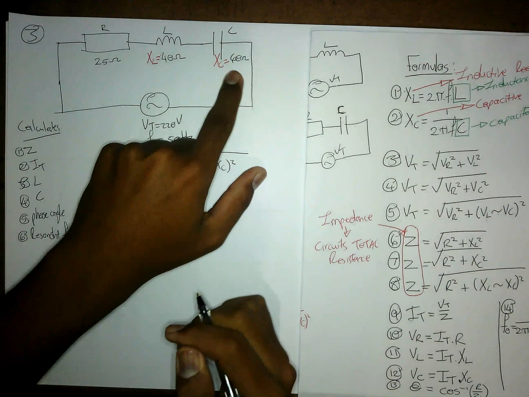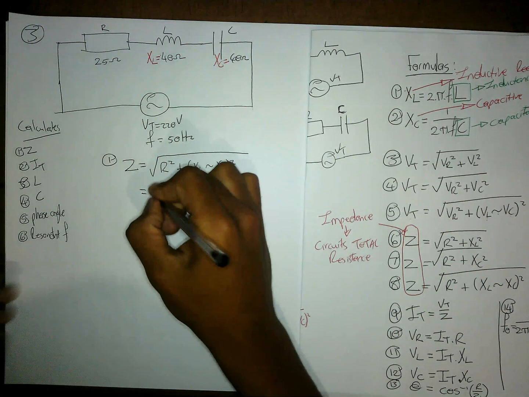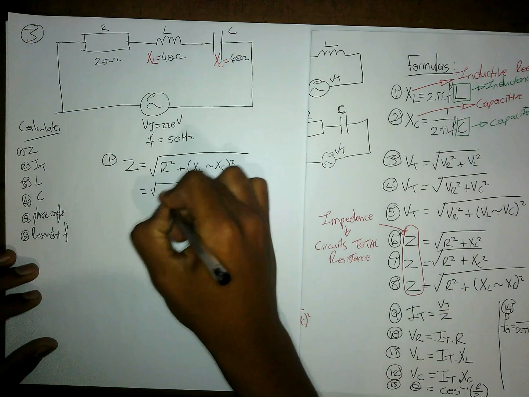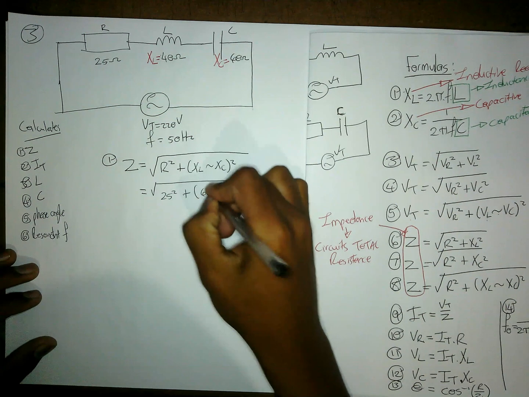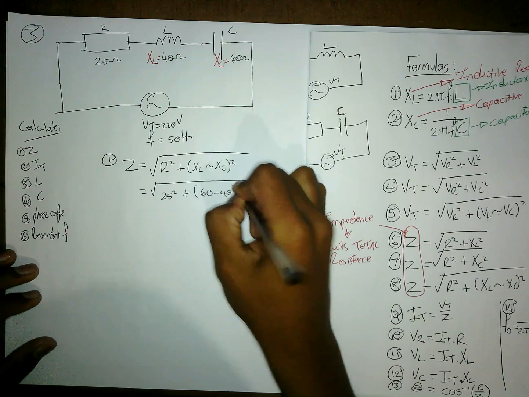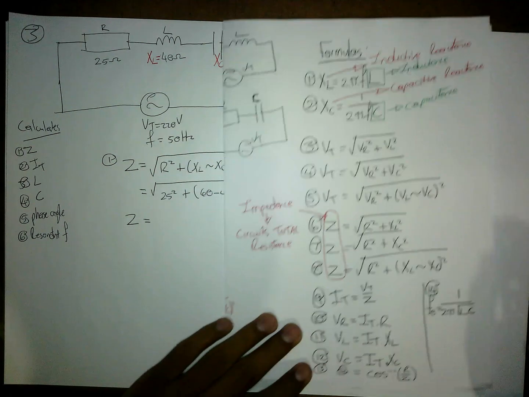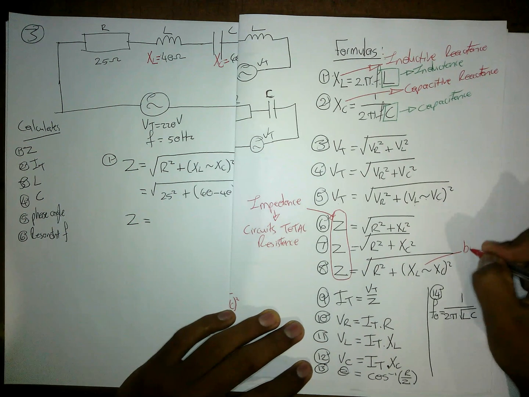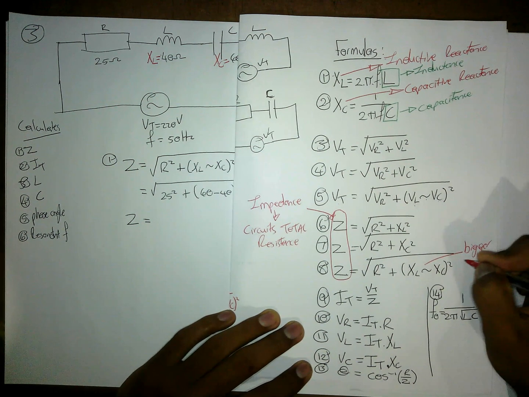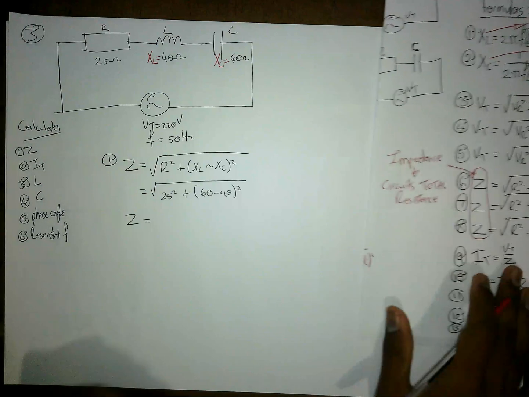So I must see now the bigger one, I put first. XC is my bigger one, so I put it first. My XC is bigger, so I'm going to say 60 minus 40, squared. Let me just put it over here. Bigger one first. Yeah, just so we know.